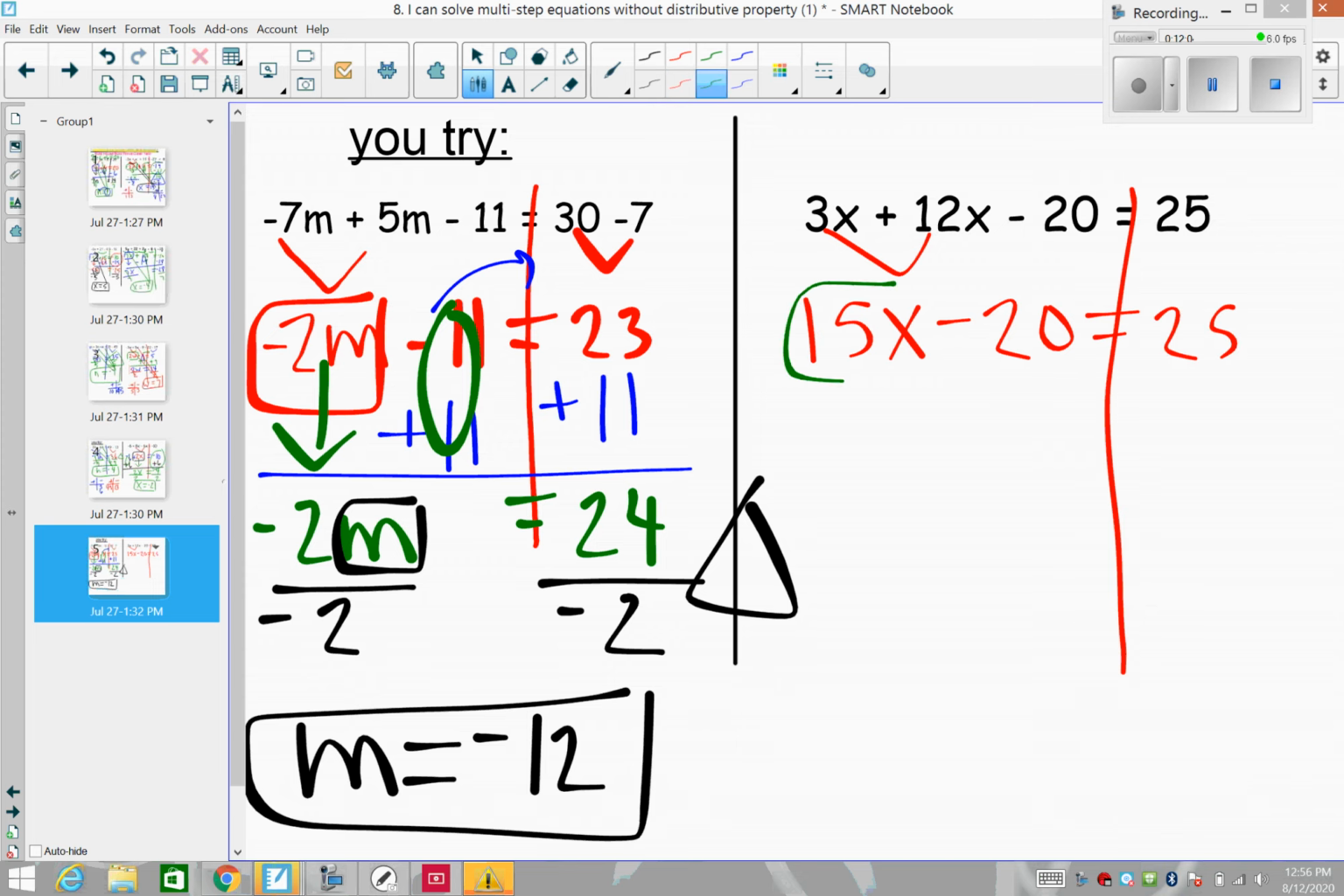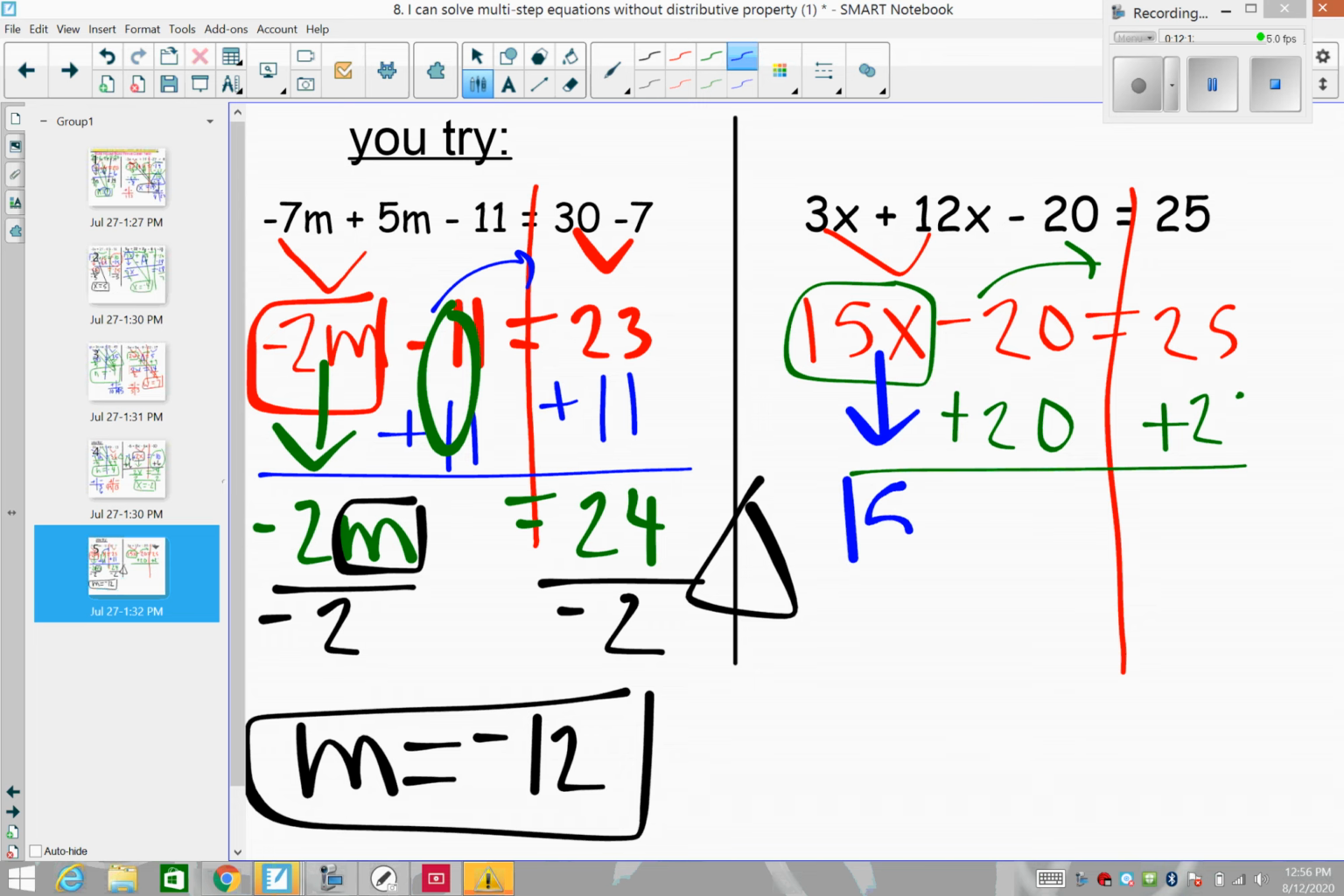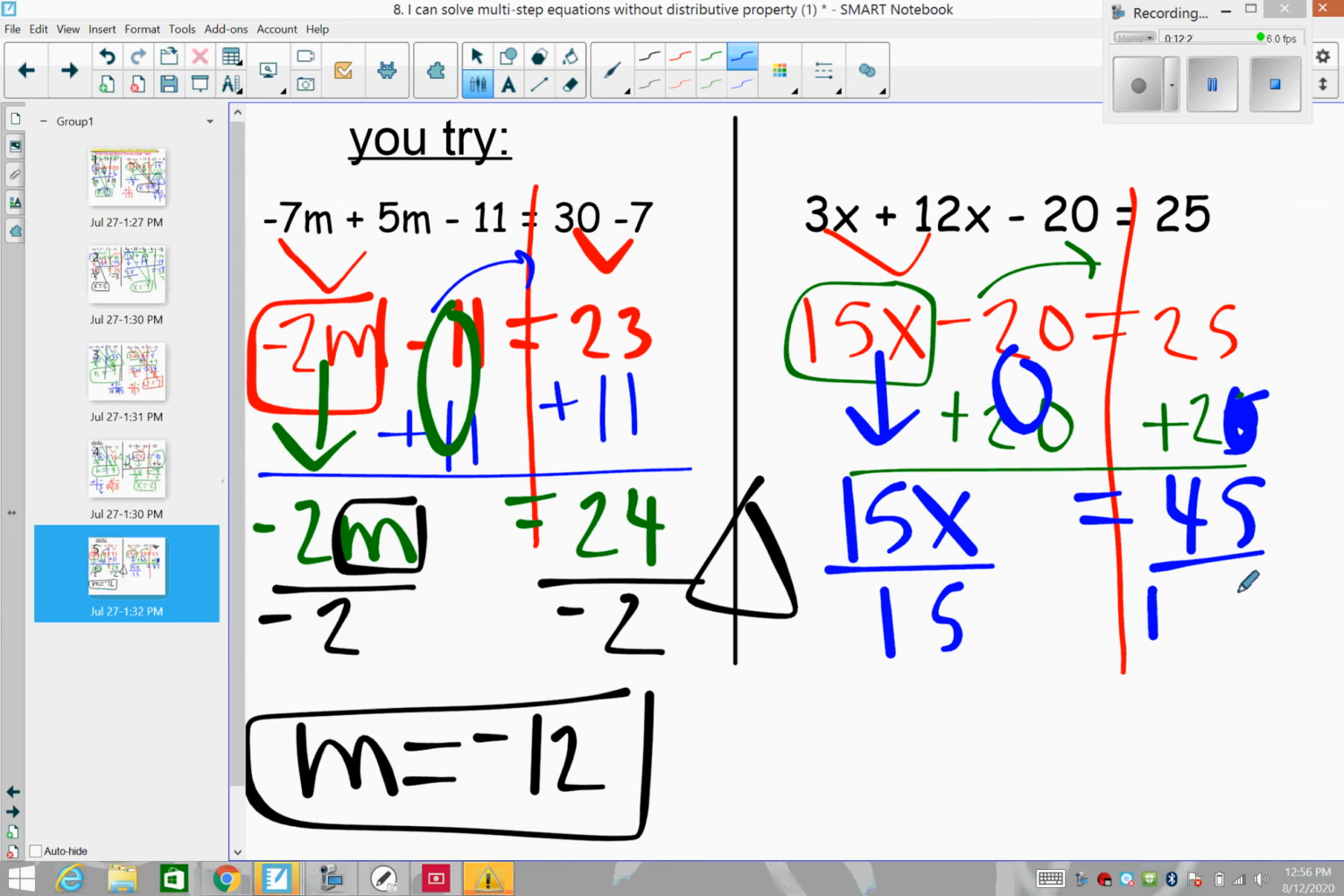Build house, build fence, clean yard. So we end up having, if I haven't used it, drag it down. Whoops, that's a 0. So that's 45 with that 20 sitting there. And the last step, of course, is through division. Divide by 15, copy, paste. So we end up with x is equal to 3.